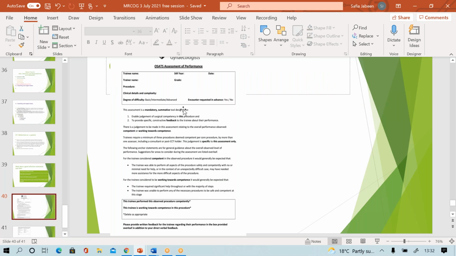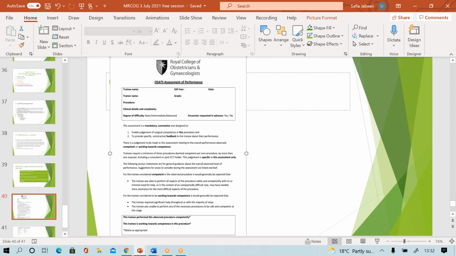The third proper way, it's not teaching, it's more of an assessment, is a role we have as supervisors, as teachers, to assess our trainees.